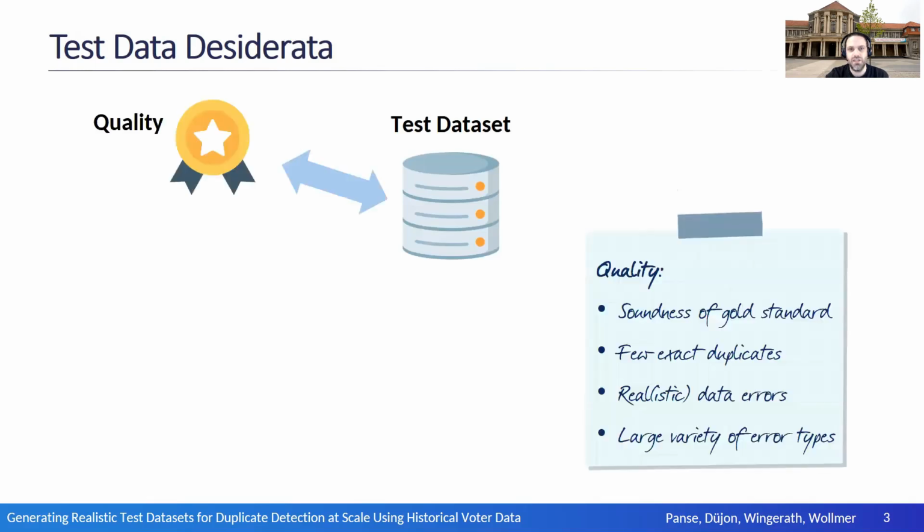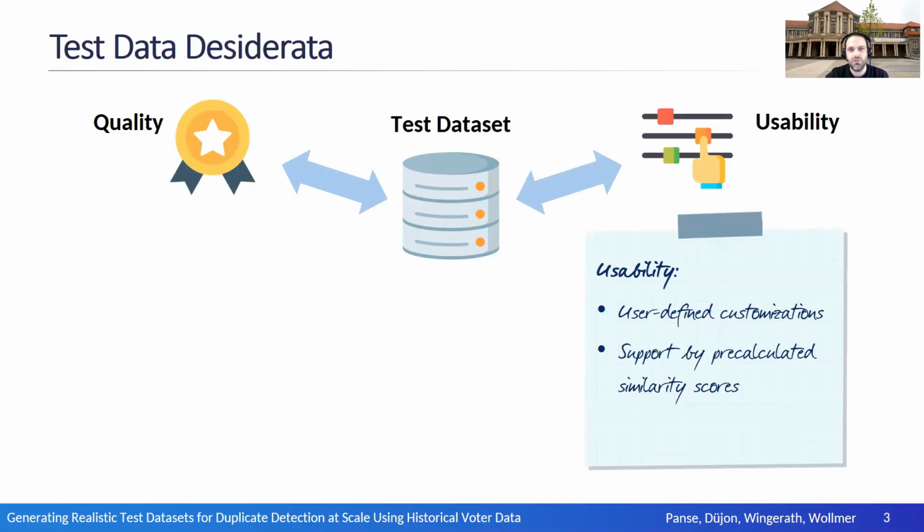First, the resulting dataset should have a high quality. This means that the duplicate labels, aka the gold standard, are correct. It does not contain many exact duplicates, and it contains many real-life errors of various forms so that we can test algorithms under real but also difficult conditions.